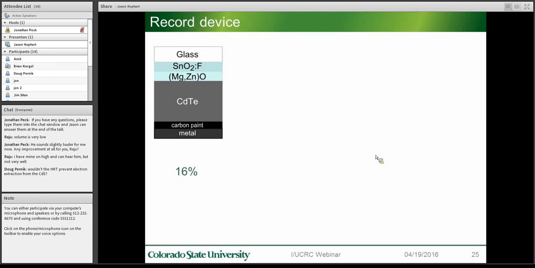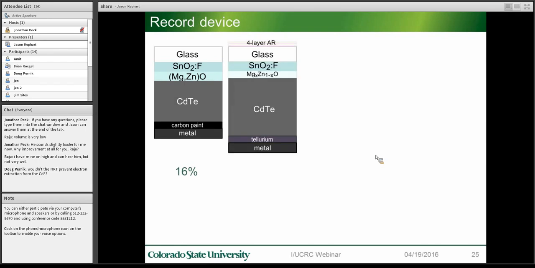So going from this MZO device with otherwise baseline process, we did a number of improvements to further increase the efficiency. I created a 4-layer anti-reflection coating based on some work done at Loughborough University. And this layer is fully optically modeled in MATLAB and optimized to the AM 1.5 spectrum.